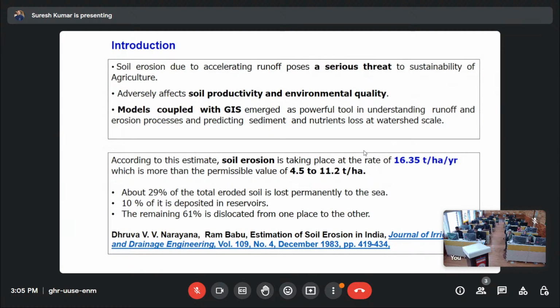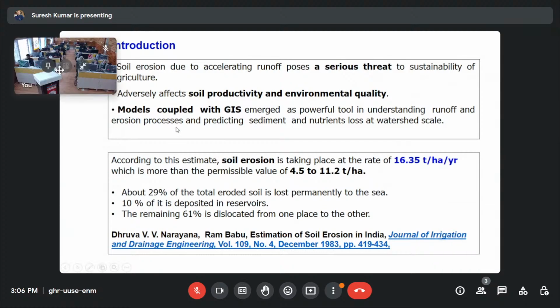And sediments are not alone. With sediments, there are a lot of nutrients also, for example nitrogen, phosphorus, potassium, organic carbon. Those nutrients also get lost from your area and get deposited in those water bodies, making the environmental quality of the water poor. So today we have various models coupled with GIS which are used for estimation of erosion, runoff, and understanding the erosion process. How serious is this problem?